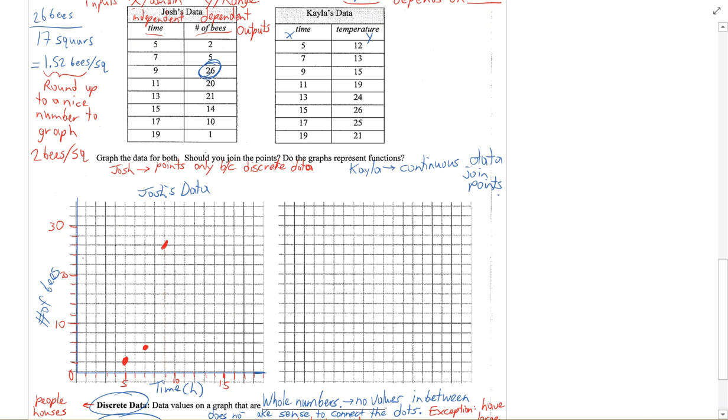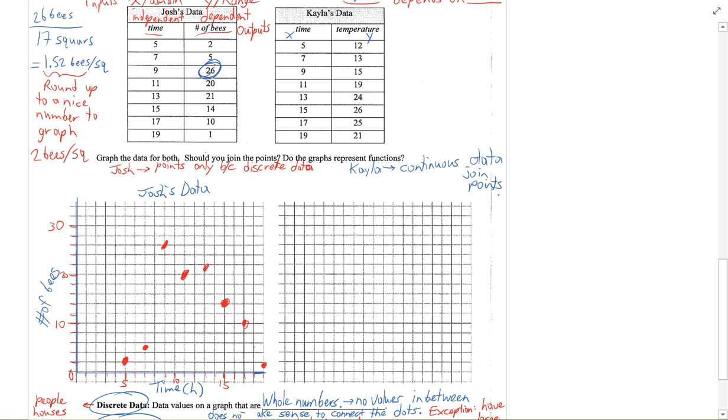Good. And then I go down at 11 minutes, I go to 20. So at 11 minutes, I go to 20. Good. And then at 13 minutes, I have 21. So that's going to be in between. Good. And then at 15 minutes, I have 14. So here's 15, and I'm right here, 14. Good. And at 17 minutes, I'm at 10. Right there. And at 19 minutes, I'm down to 1, which is almost at 0.